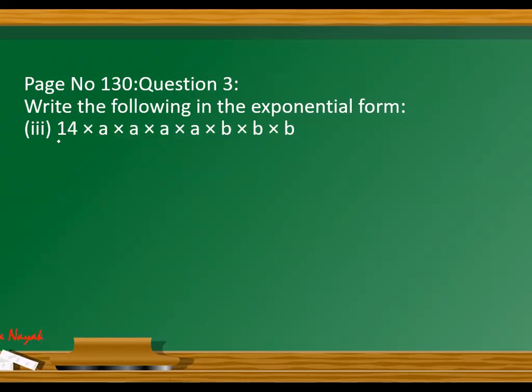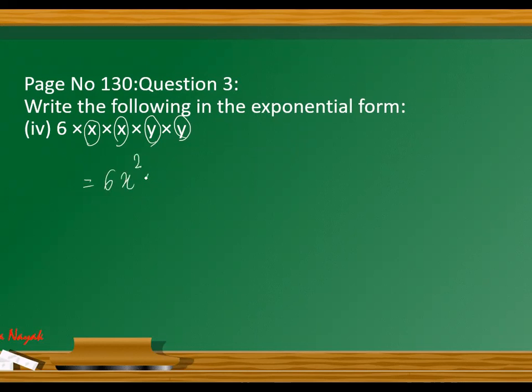Next, 14 multiplies a multiplies a multiplies a multiplies a. How many times? 1, 2, 3, 4. b, how many times? 3 times. So I'll write 14, a 4 times, b 3 times. We may not write multiplication in between. No need of writing the multiplication sign in between. It will be understood there is multiplication. Similarly, 6 multiplies x multiplies x multiplies y multiplies y. So this will be 6 x power 2 y power 2.